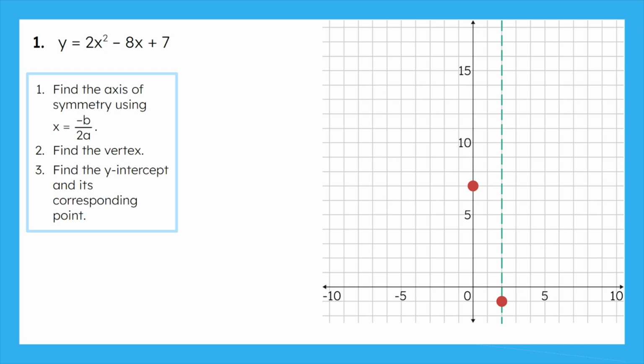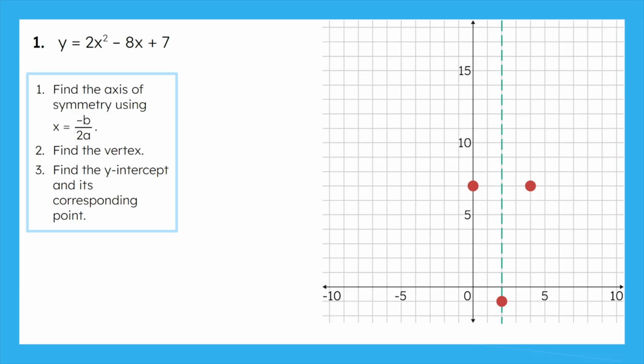An x value of 0 is 2 units to the left of the axis of symmetry, so we'll go 2 units to the right of the axis and plot another point at 4, 7, remembering to keep the y value the same. Are we ready to sketch our parabola yet?